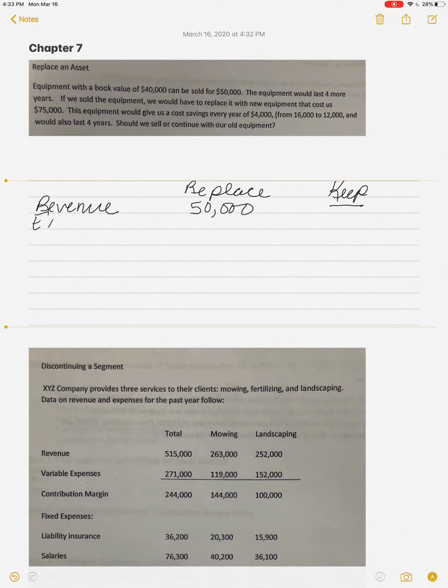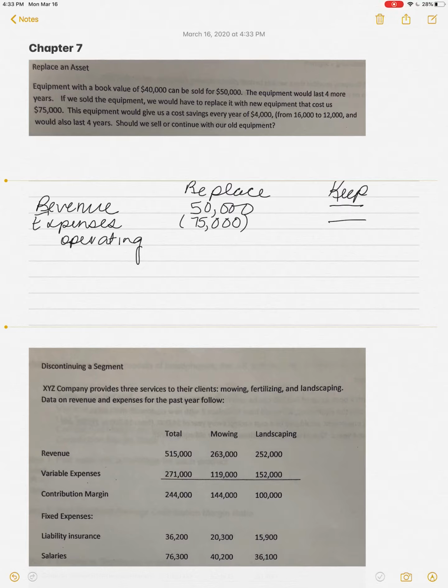Next, let's look at some of the expenses we would have. Some expenses would include, if we bought this new equipment, it's going to cost us $75,000. That would be cash we would have to spend, so we would include that. Again, we wouldn't have that cost if we keep our old asset. We're also going to look at these operating costs. What happens here? It's giving us a cost savings of $4,000 every year.